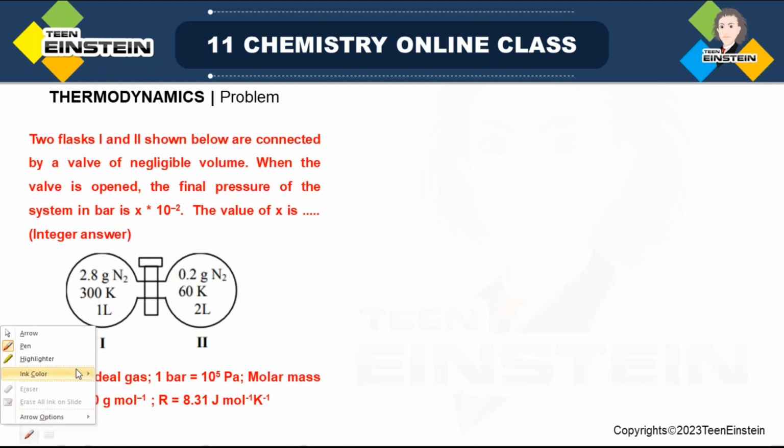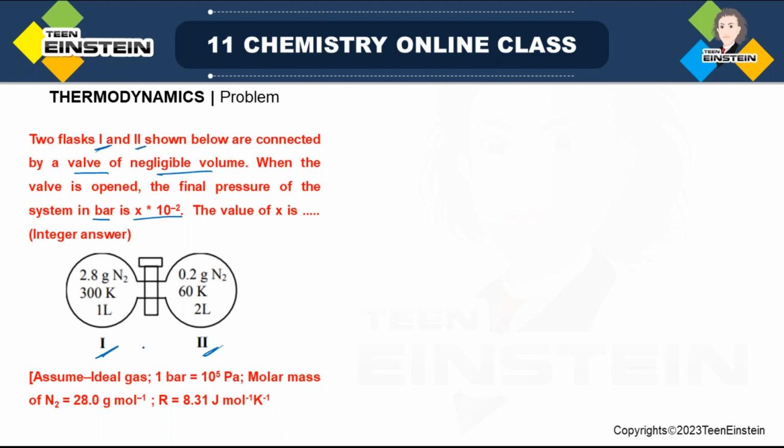Next problem. Two flasks, 1 and 2. This is 1, this is 2, left hand side, right hand side. In the first figure, both are connected by a valve of negligible volume. You don't have to consider the valve volume, you just have to consider the volume of these two flasks, left and right. When the valve is open, you have to find the final pressure of the system in bar unit. But look at the format, it is x × 10^-2 bar. You just need the value of x, an integer answer.